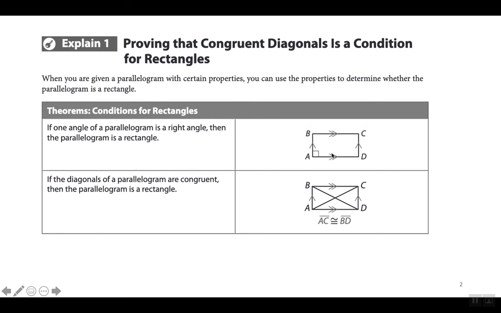So if a parallelogram has just one right angle, that's it. We can confirm that it's a rectangle. And if it has congruent diagonals, we could also confirm that it's a rectangle.